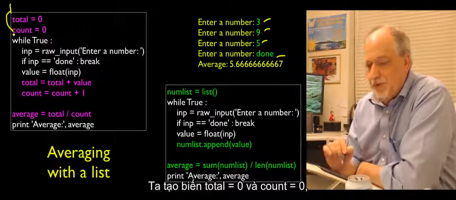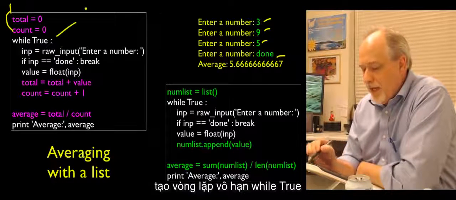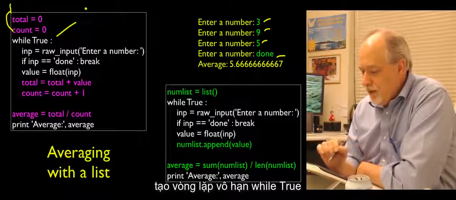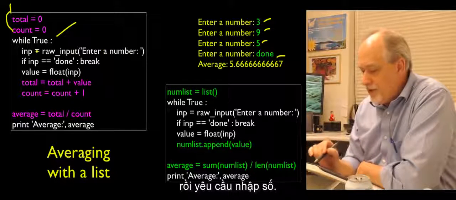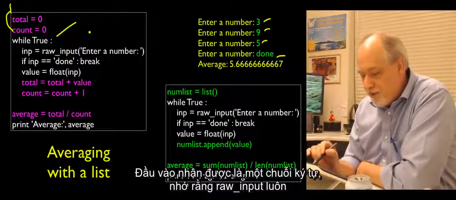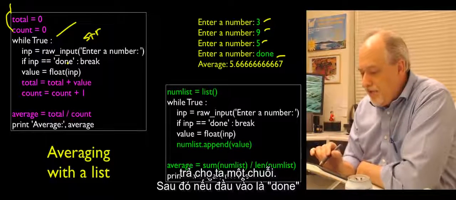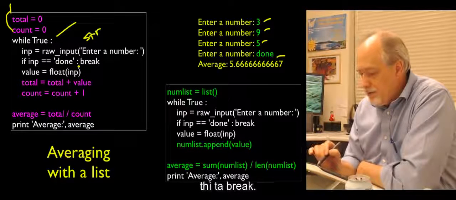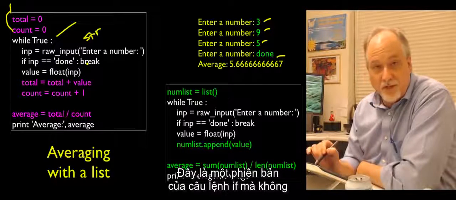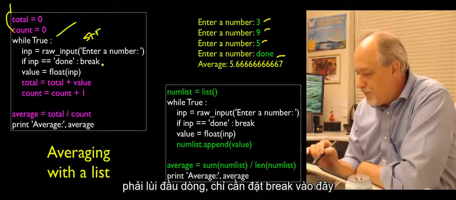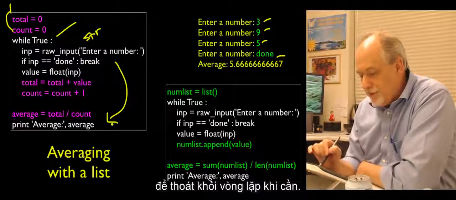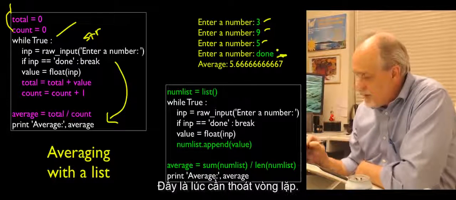We create total equals zero, count equals zero, make an infinite loop with while true, and then we ask to enter a number. We get a string back from this. Remember, raw input always gives us strings back. And then if it's done, we're going to break. This is the version of the if that does not require an indent. We just put the break up there. And so that gets us out of the loop when the time is right.